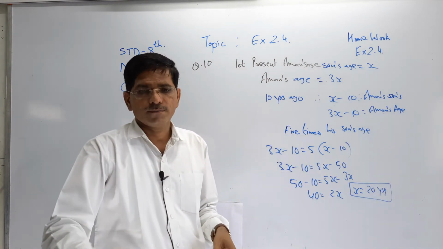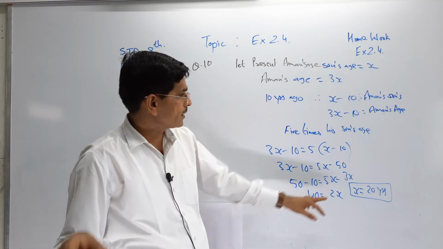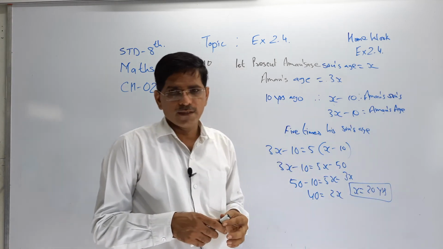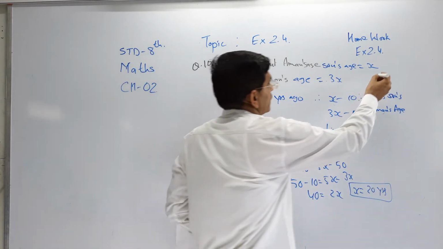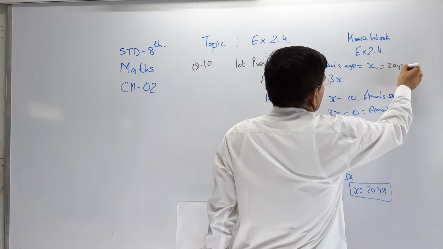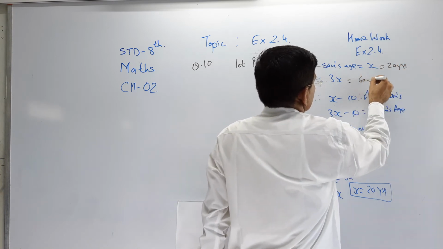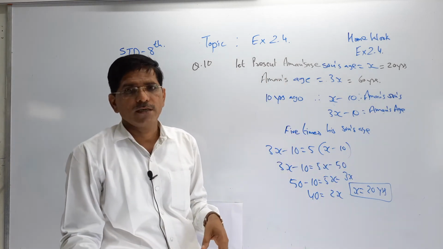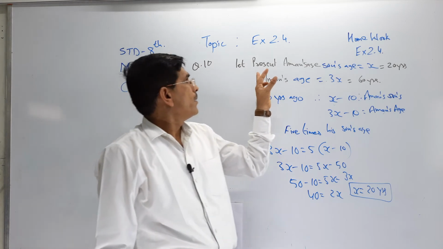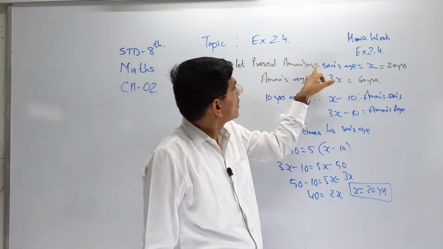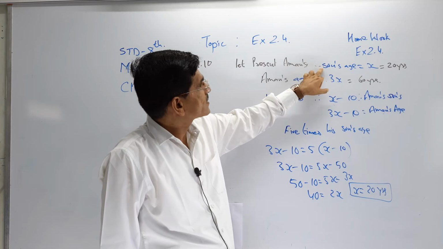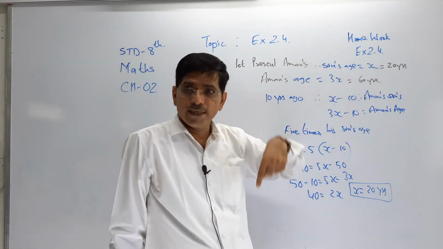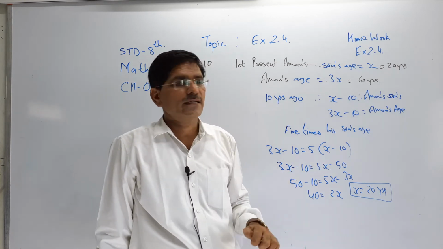It means Aman's son's age is 20 years and Aman's age is 60 years. So again I explain it in a proper way. Present age of Aman's son is x. Aman's age is 3 times in the question, so we can say 3x.